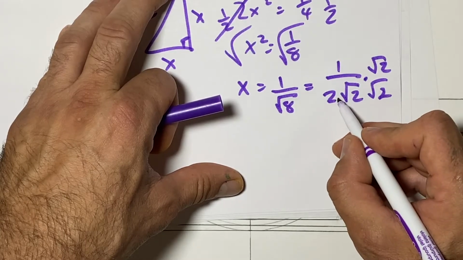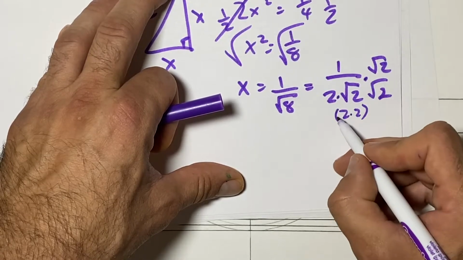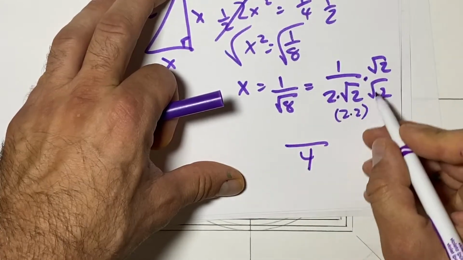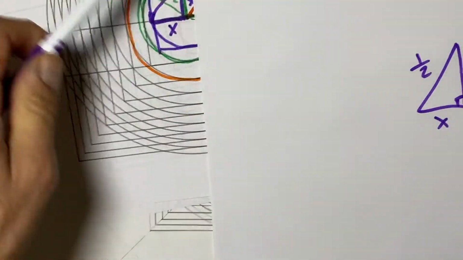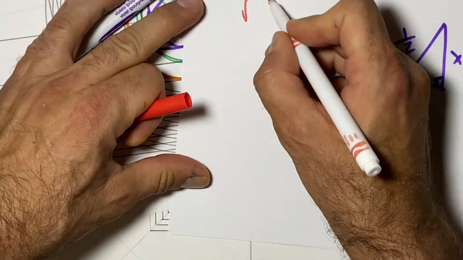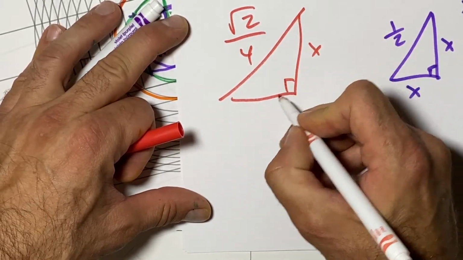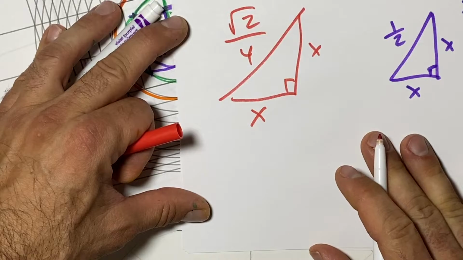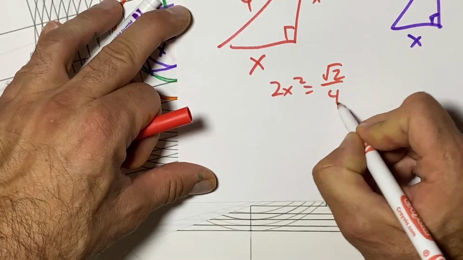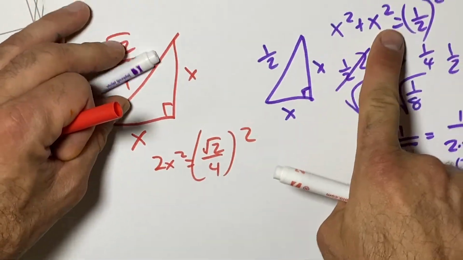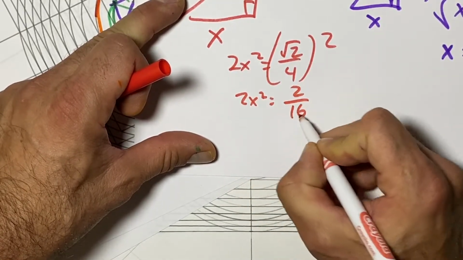So the bottom becomes 2 times radical 4, or 2 times normal 2. So the bottom becomes 4, and the top becomes radical 2 over 4. And now that is our hypotenuse, radical 2 over 4. And we can just continue this pattern. So 2x squared is going to equal square root of 2 over 4 squared. I added the 2x squared just to save a second. 2x squared is going to be normal 2 over 16, or 1/8.